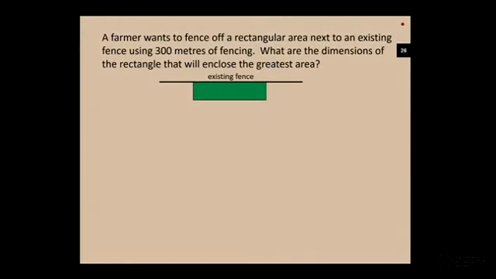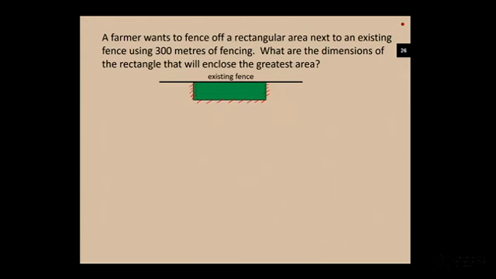So here comes ours. It says down the bottom here, a farmer wants to fence off a rectangular area next to an existing fence, which makes a difference. He's already got a wall on one side, so he needs the fencing to go along here, he needs the fencing to go along here, and he needs the fencing to go along there. He does not need it to go along the other existing fence. It says, what are the dimensions of the rectangle? So it wants to know how big to make that rectangle that will enclose the greatest area. He's got 300 metres of fencing, okay?